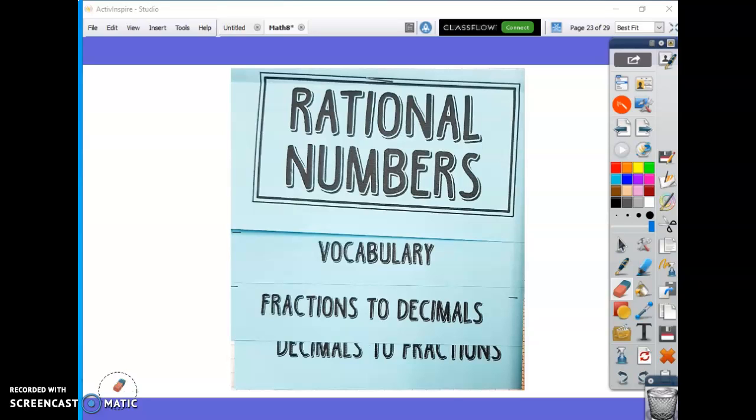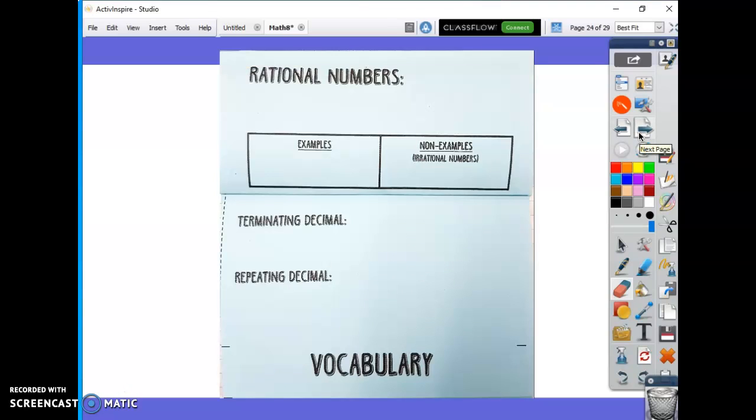Hi guys, today we're going to be taking notes on page 15 in our ISN on rational numbers. We're going to go over some vocabulary first and then review how to turn fractions into decimals, then decimals into fractions. Let's get started. Well, first of all, what's a rational number?